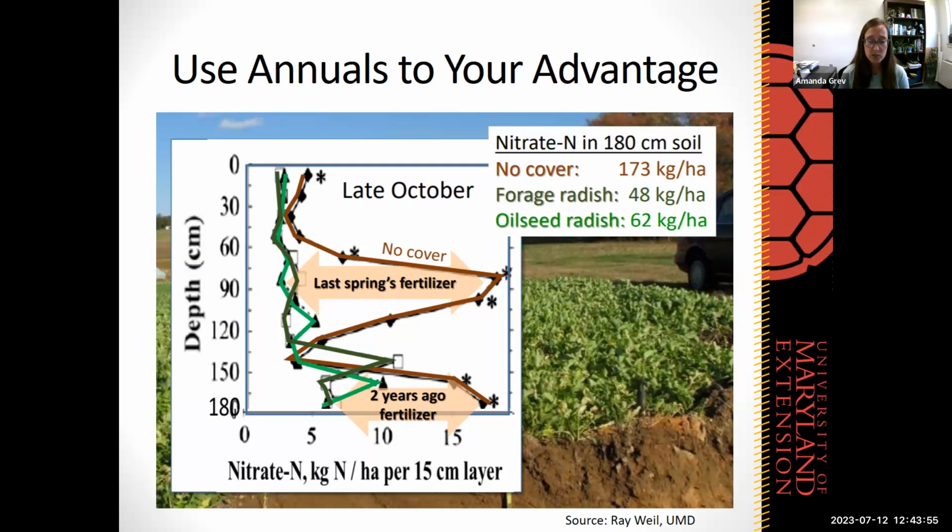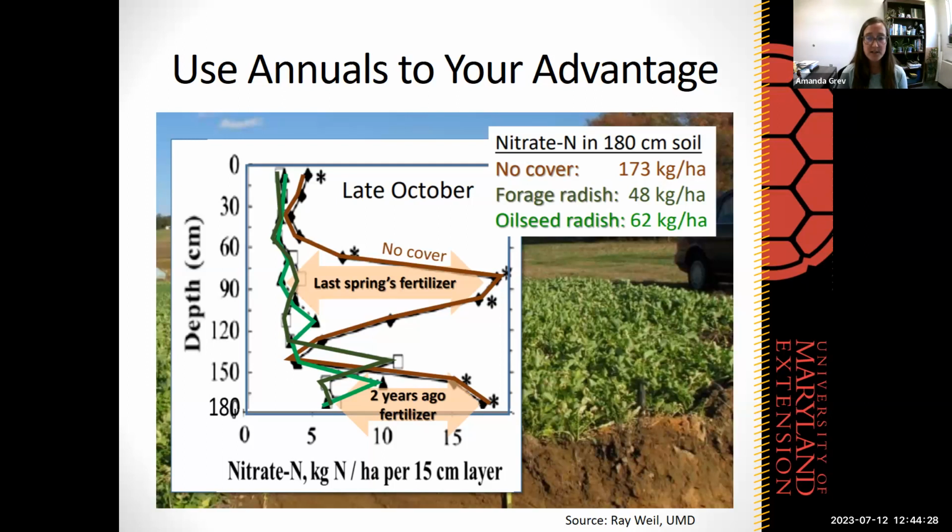And I'll try to explain this figure a little bit. On the y-axis on the left there, we have soil depth. So we went from 0 to 180 centimeters deep into the soil. That's about 70 inches for those who think a little bit more in inches versus centimeters. So he measured at all of those different soil depths. He measured nitrate nitrogen concentration in the soil. And he did that under no cover crop, which is the brown line that you see, and then under two different types of radish, which are the two green lines.